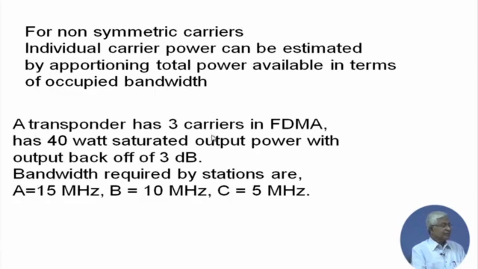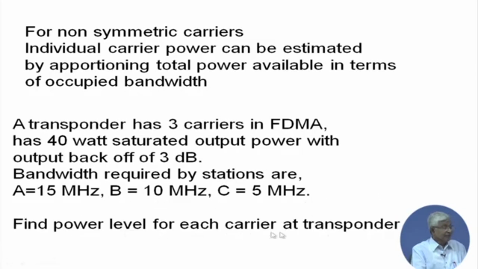A transponder has 3 carriers in FDMA, has 40 watts saturated output power with output backoff of 3 dB. You can see, so your actual available power is 40 minus 3. Now, bandwidth required by each station is different: 15 megahertz, 10 megahertz, 5 megahertz, for A, B, C. Find the power level for each carrier at the transponder output. So, EIRP per carrier, each carrier will be different because the sizings are different.